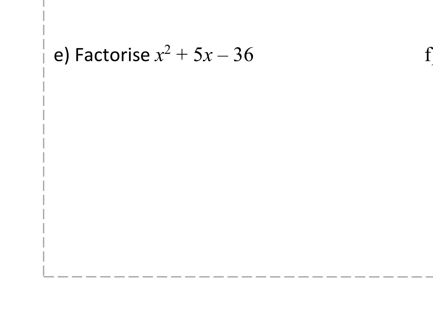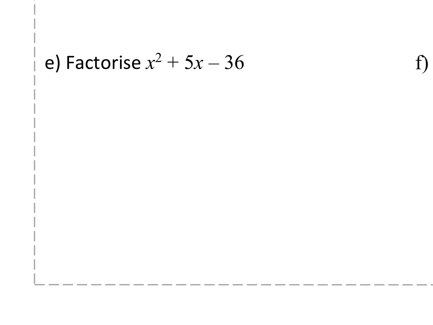Part E. We've got x squared plus 5x minus 36. So, as usual, if you expand double brackets, you'll get that quadratic. So we write those in. It'll be x and x to give the x squared. And then we're looking for two numbers which times to give the end, minus 36, and add to give the middle, which is 5.